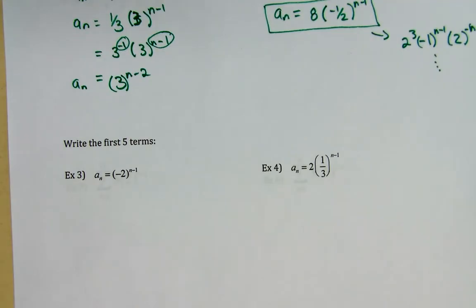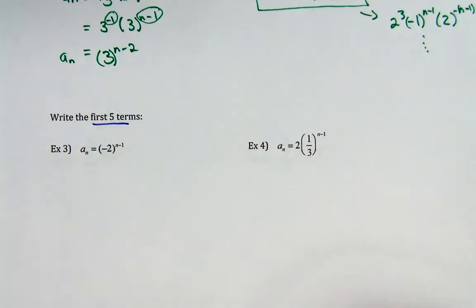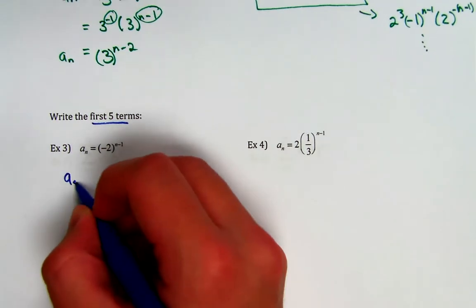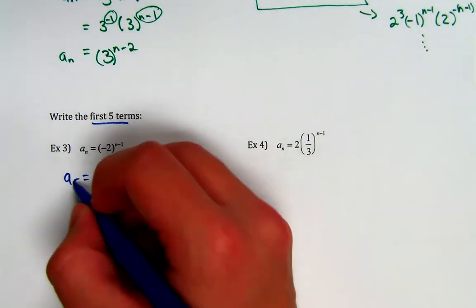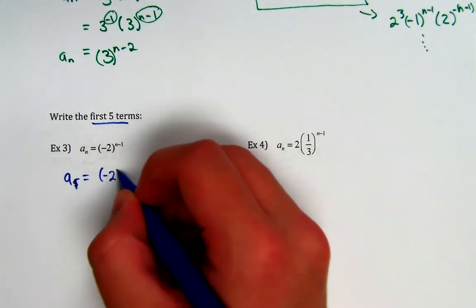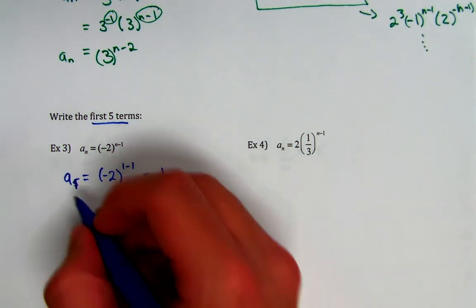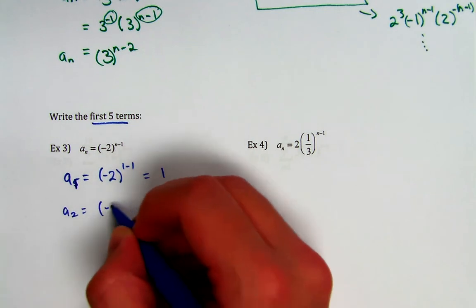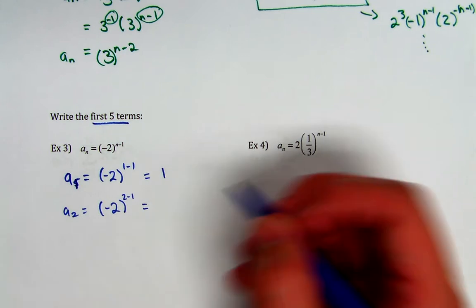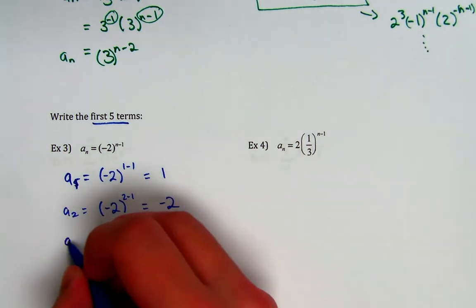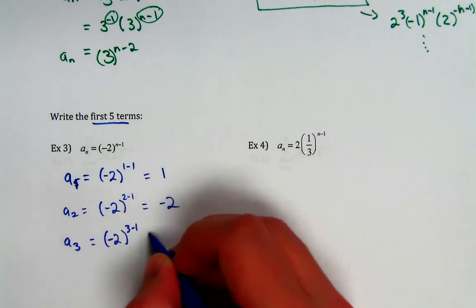Alright, writing the first 5 terms. By now, we should be pros at this. Yes, your calculator can do it. Again, I'm going to show you, since it's a new series, doing it by hand. A_1, I want A_1 first: negative 2 to the 1 minus 1. Again, that gives me a 1 because the exponent is 0. A_2: negative 2 to the 2 minus 1. Again, that's going to be negative 2. A_3 equals negative 2 to the 3 minus 1.